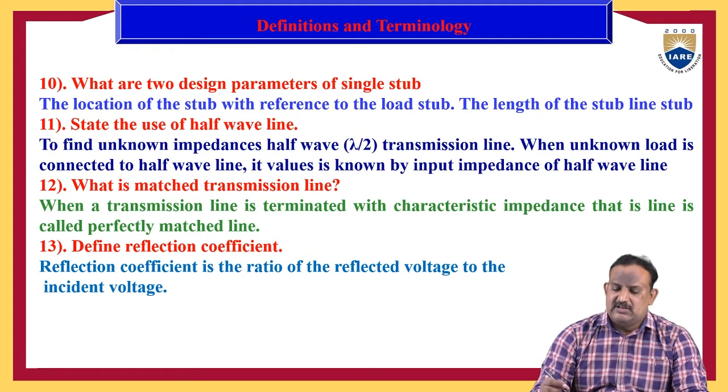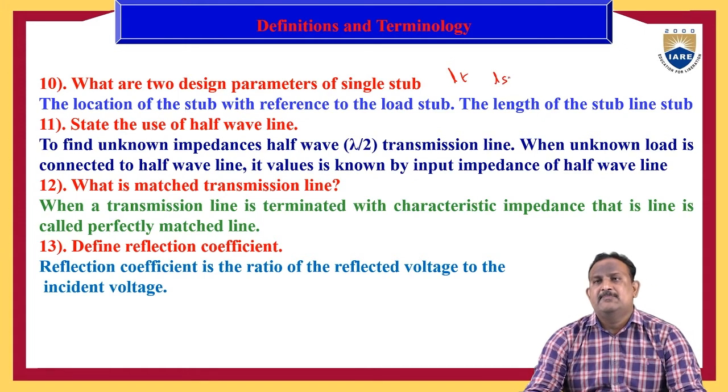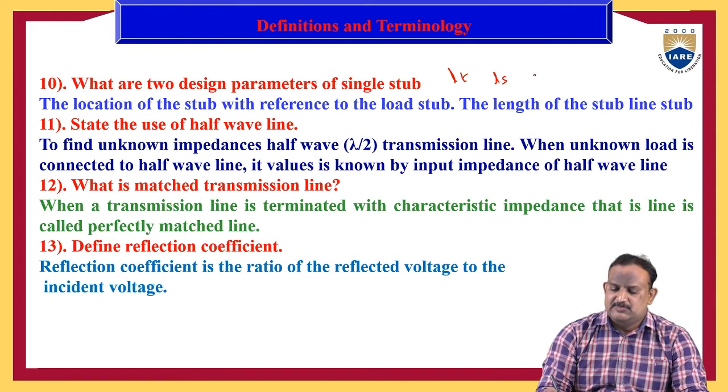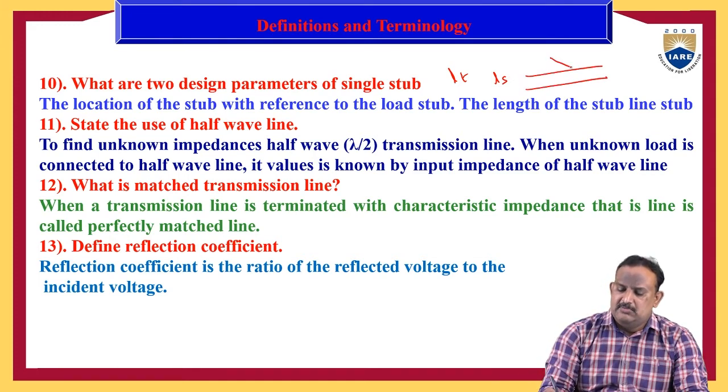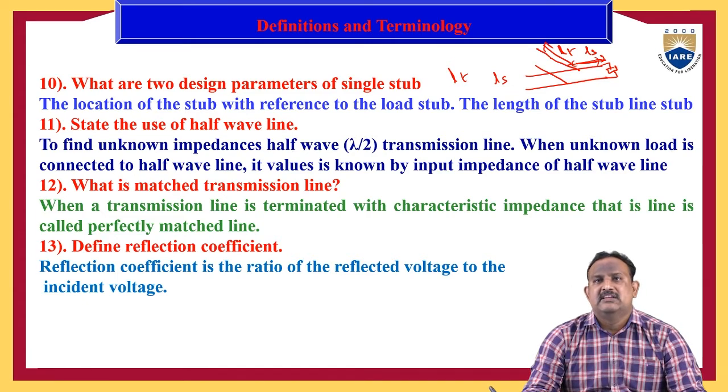So here the two design parameters of a single stub are the length of the stub, LT, and the spacing between the load and stub, LS. Here it may be like this: the length of the stub is LT, and the spacing is measured from the load, where the stub connects. The spacing between the load and stub is known as LS. So these are the two design parameters of a single stub.